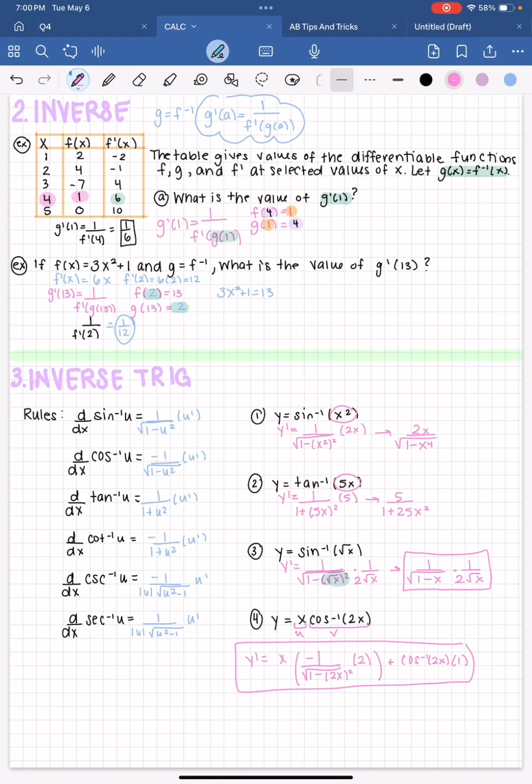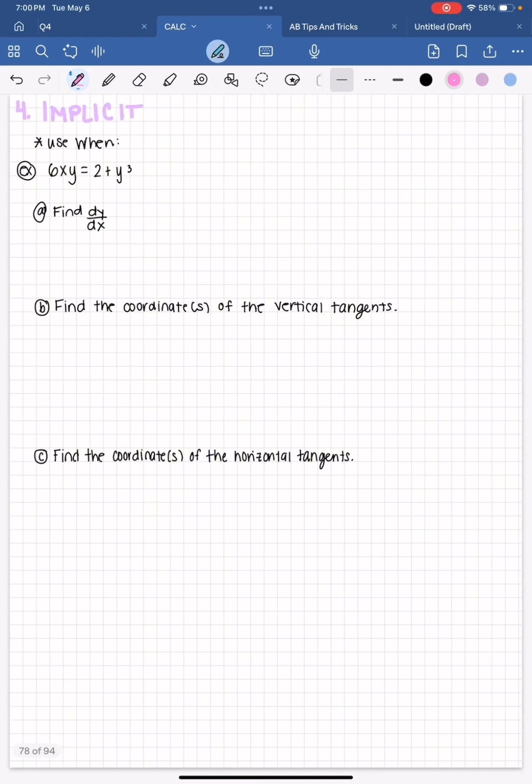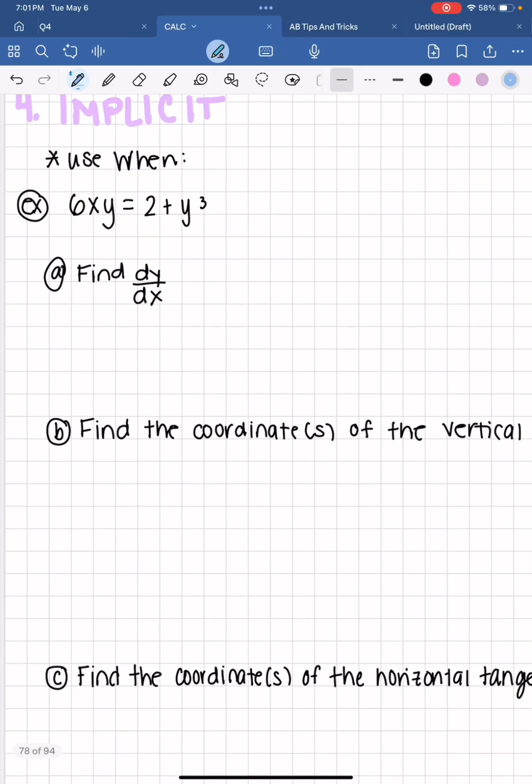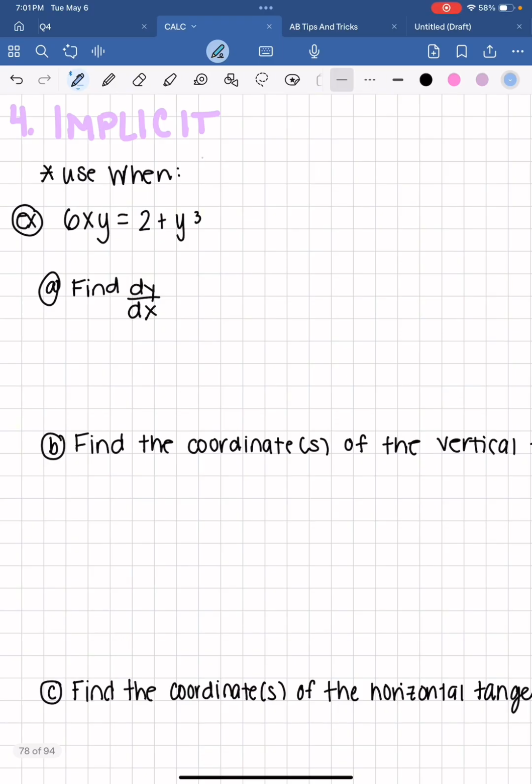Okay. All right, next. Last but not least, I love a good implicit question. This one's really good to go over. So if they want us to find dy dx, well, first of all, you use it when you have x and y on the same side of the equal sign. Okay? Same side of equal sign. So I'm going to group it like this, and we're going to product rule this. So dy dx, to find the derivative, it's going to be u v prime.